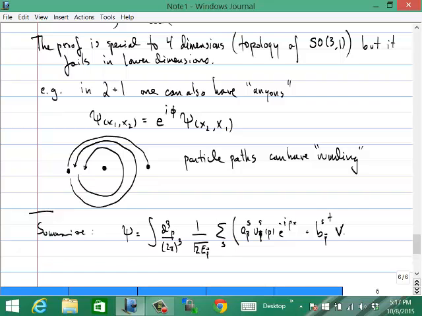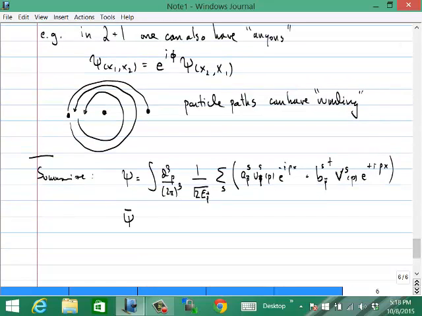times e to the plus i p dot x, along with a similar expression for psi bar. So here you would have a b dagger times v bar and an a times u bar, sorry, a b times v bar and an a dagger times u bar. And these A's and B's are regarded as the raising and lowering operators that create or destroy fermions, and so obey anti-commutation rather than commutation relations.